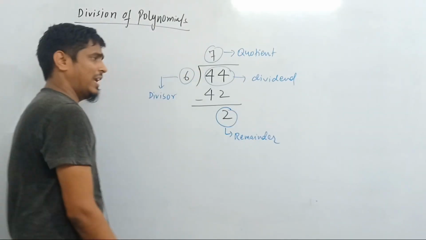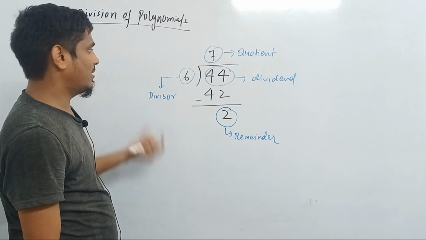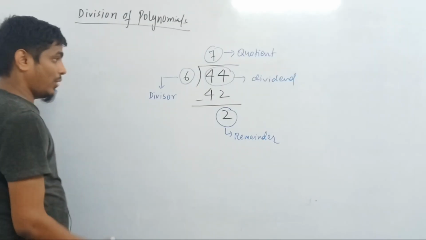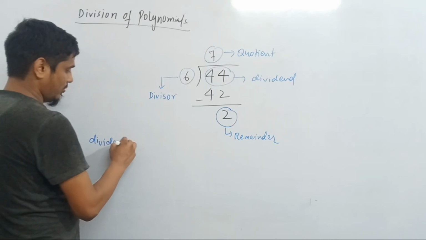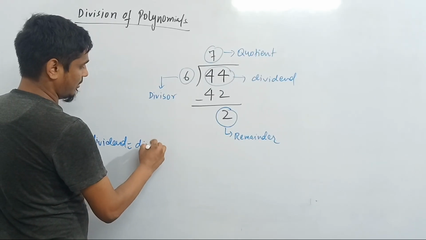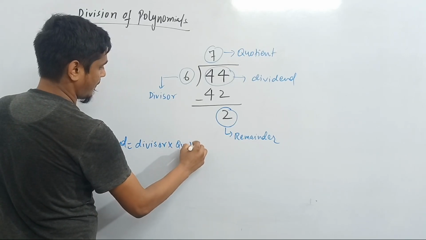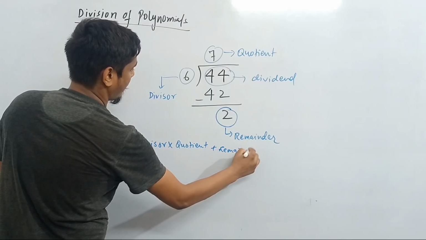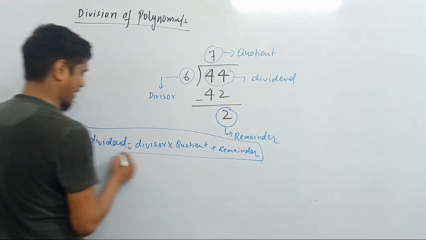right? So in earlier classes like 4th or 5th standard, when you were doing long division and after that verifying your result, what you used to do was: dividend is equal to divisor times quotient plus remainder, right? This is what you used to verify the result.